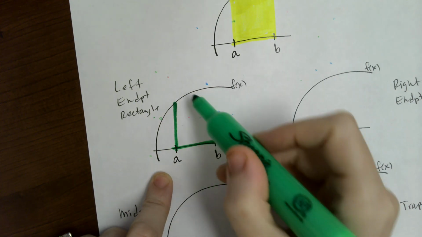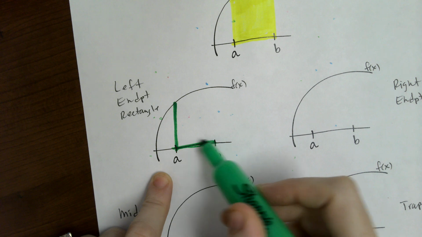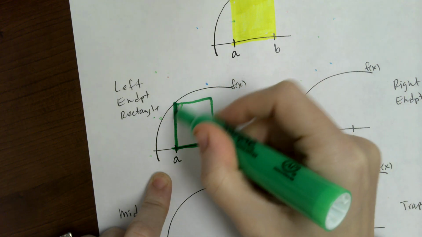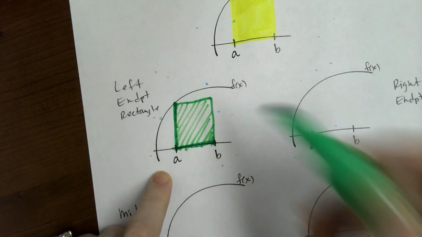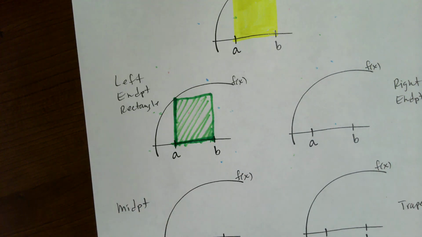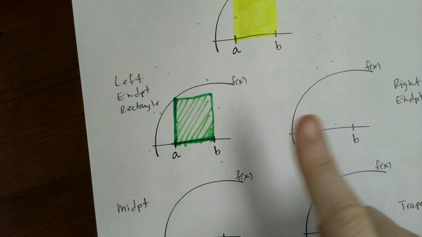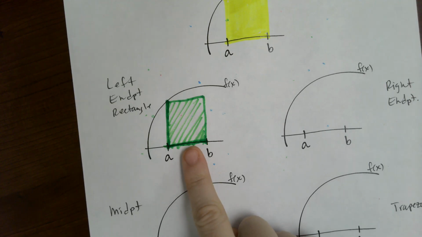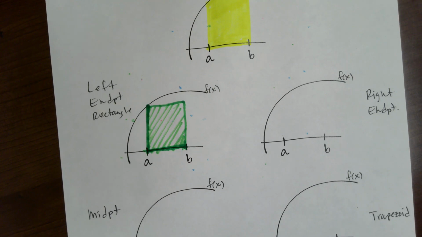So now I'm just going to draw a top base, which is parallel to this one. So like this and like that. Okay, so that would be a left endpoint rectangle. Its area is not exactly this, but we could use it to approximate. And if we used more than one rectangle, then it would be even better.